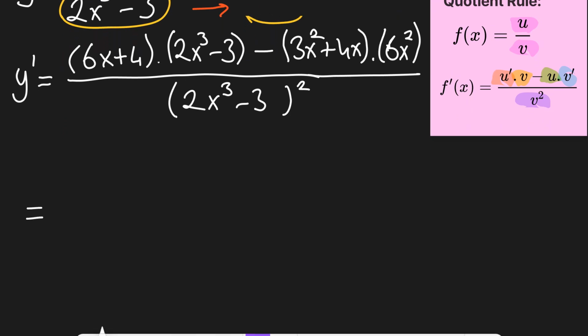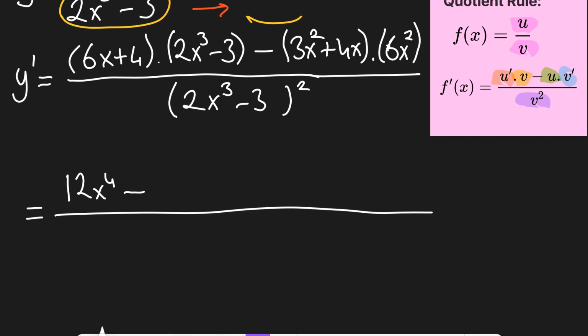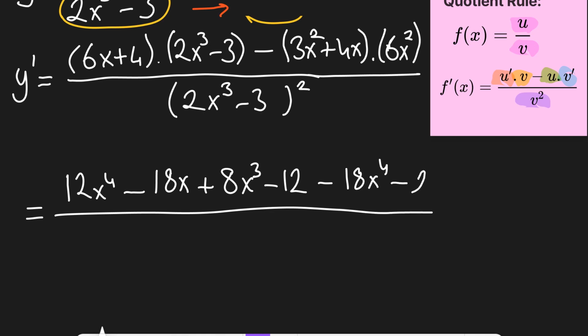Now we would simplify by expanding the brackets. 12x to the fourth power minus 18x plus 8x cubed minus 12, minus 18x to the fourth minus 24x cubed, all over 2x cubed minus 3 squared.